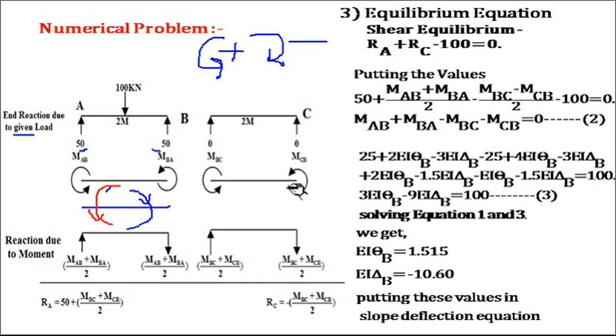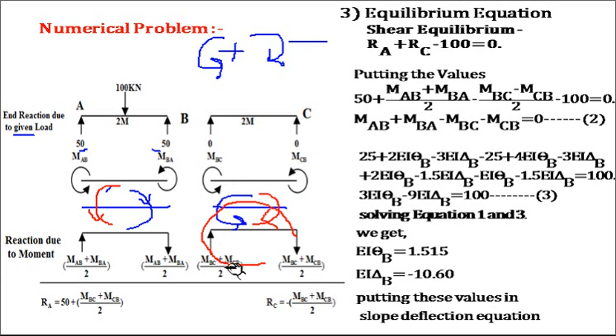Now consider the next member. Here also this member will rotate in the anti-clockwise direction. To balance it, we have to apply the reaction acting in the clockwise direction, such that it rotates the structure in the clockwise direction like this. Now the reaction will be MBC plus MCB, as both are in the anti-clockwise direction.